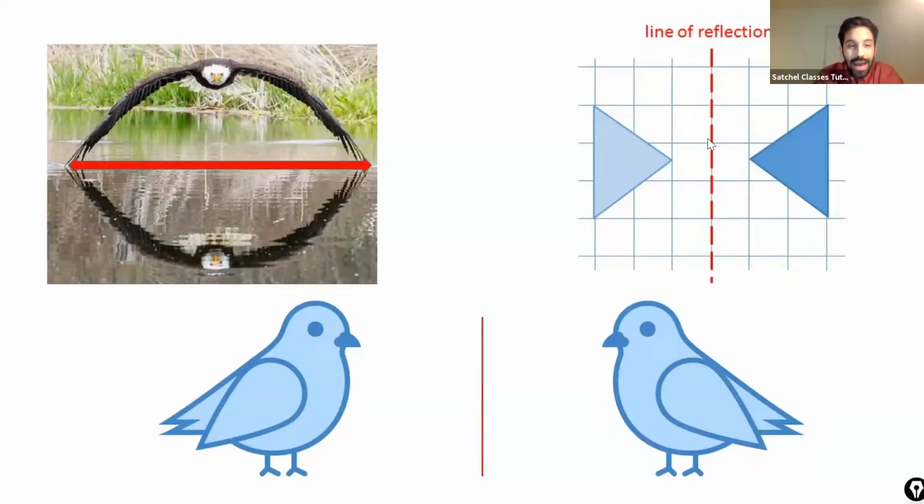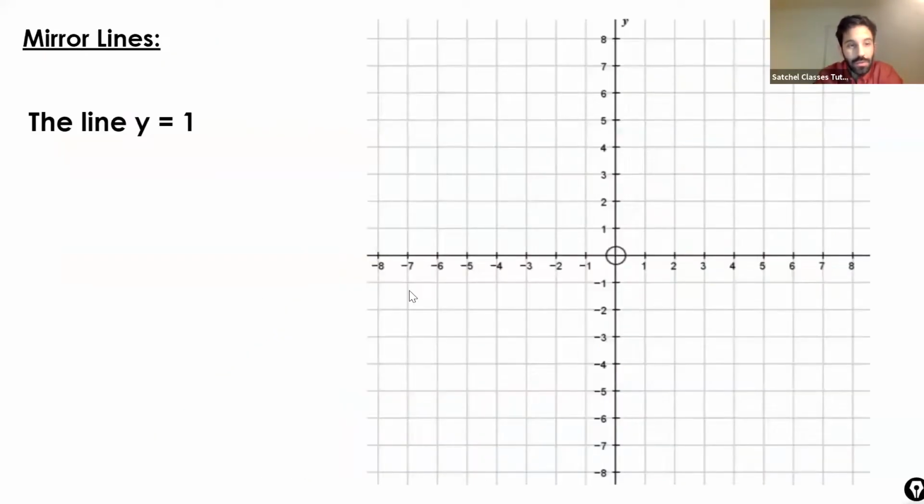Now, for any reflection to occur, there has to be a reflection line or a line of symmetry or a mirror line. So that is required for the reflection. Now, to make sense of this, I'm going to go onto this slide, and it says draw the mirror line y equals 1. So you need to be very good at drawing your mirror lines or your lines of symmetry.